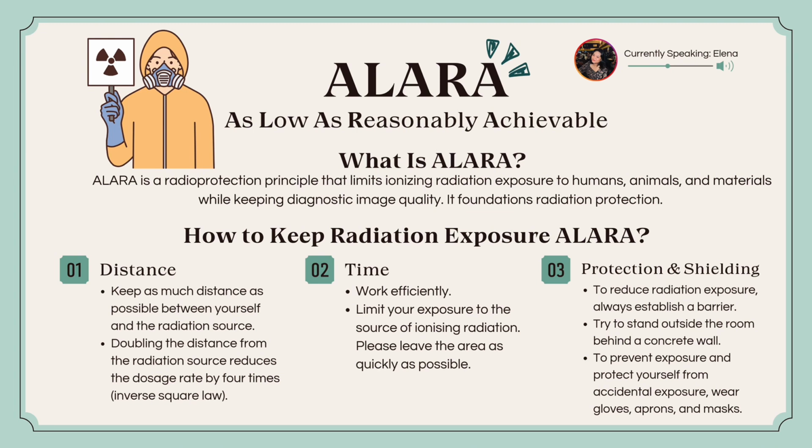The first one is distance. Keep as much distance as possible between yourself and the radiation source. Doubling the distance from the radiation source reduces the dose rate by 4 times in accordance with the inverse square law. The second factor is time. Work efficiently, limit your exposure to the source of ionizing radiation, and leave the area as quickly as possible.